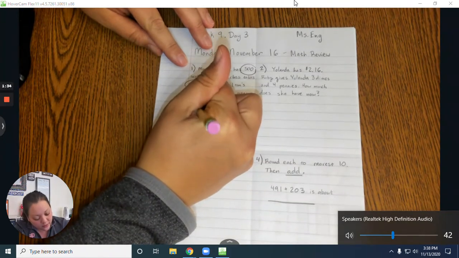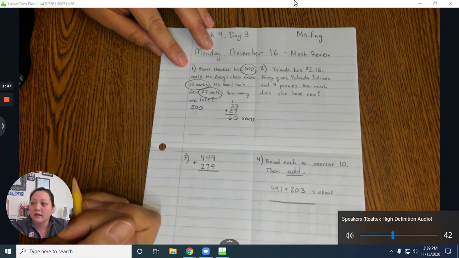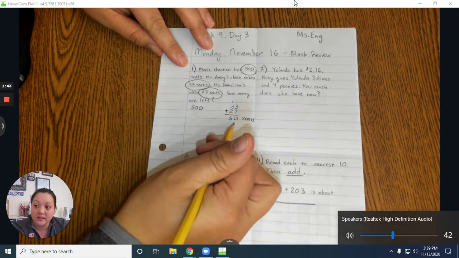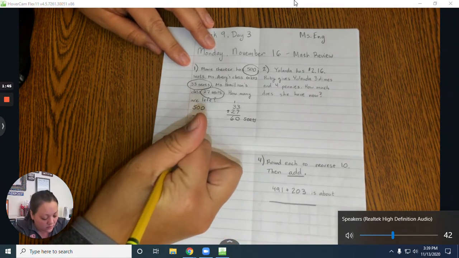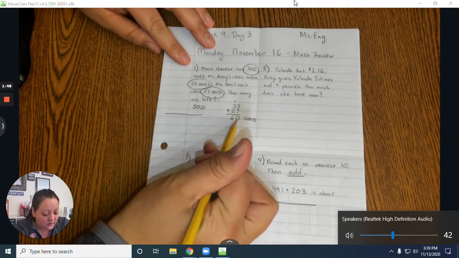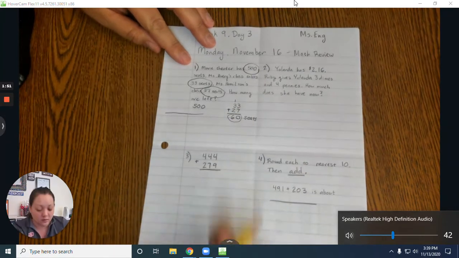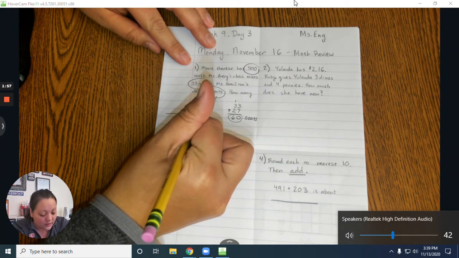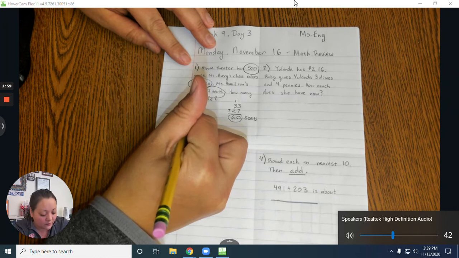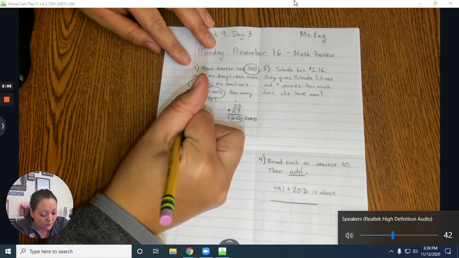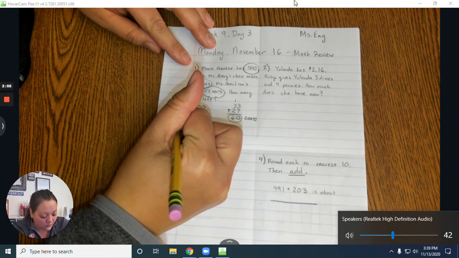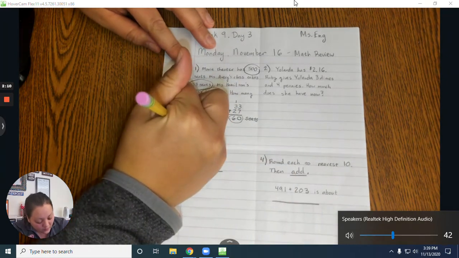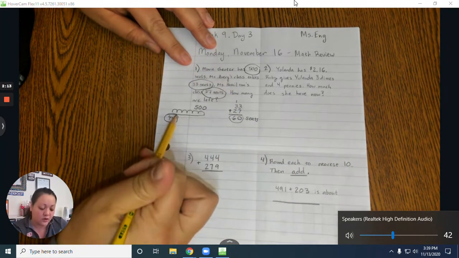Now there are 500 in the movie theater, and we have to subtract 60 seats because that's how many seats are now taken up. So I'm going to do this on a number line. Luckily it's in increments of 10, so that's going to be easy. So if I go 500, 490, 480, 470, 460, 450, 440. Do you see how I did that on the number line?